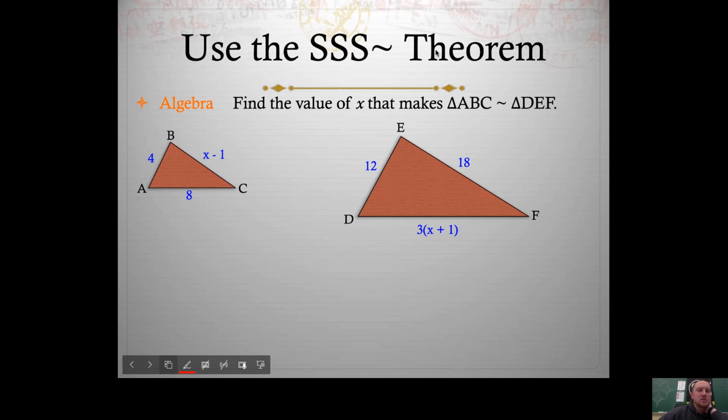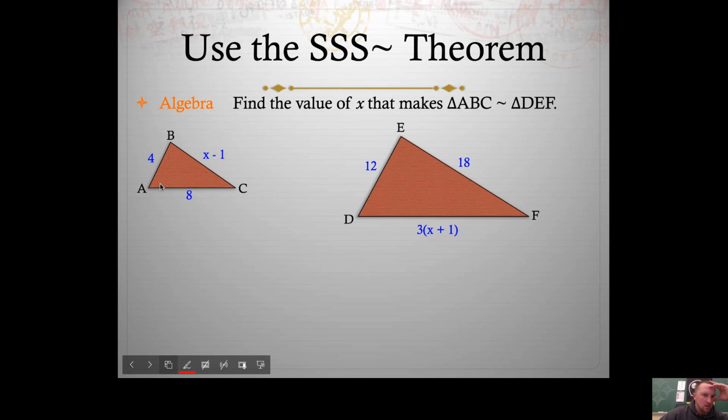Use the side-side-side similarity theorem. This one's about algebra. Find the value of x that makes the two triangles similar. Triangle ABC is similar to triangle DEF. So is this little triangle similar to this big triangle? It's natural to say, well, I think this goes with this. And you're probably right. But what if this was not a translation of that?